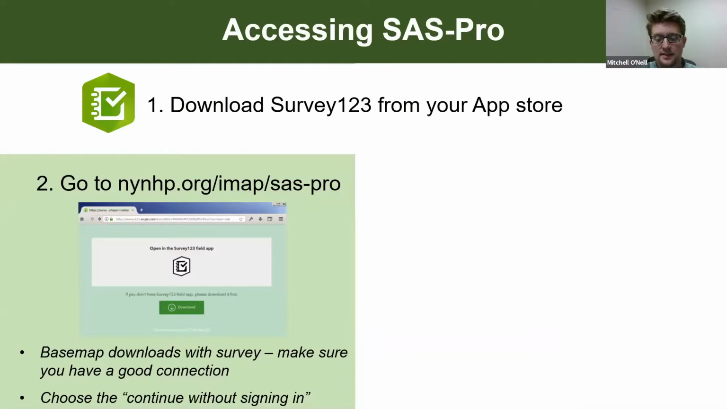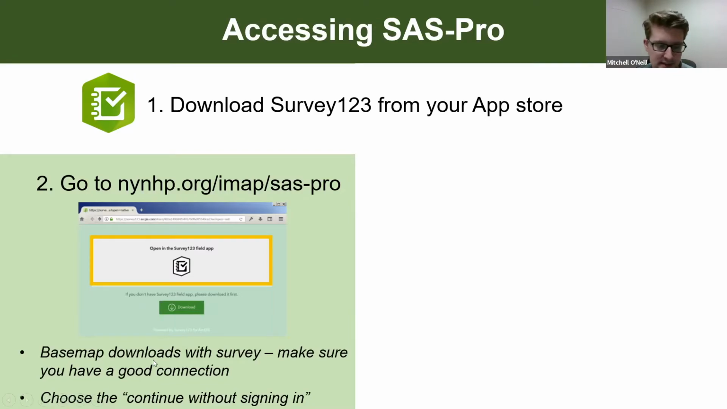So how do you access Simple Aquatic Survey Pro? The first thing you need is Survey 123 on your device. So that's in the App Store. It's an app created by Esri. And you can then go to your browser on your device at nynhp.org/imap/saspro. And that will bring you to this page and that big gray square on the top. If you click that, it will open up this survey in your Survey 123 app.